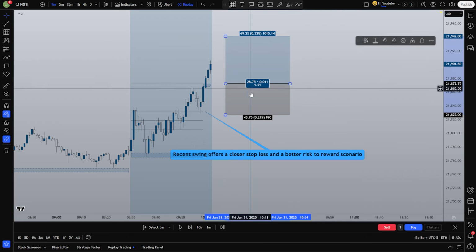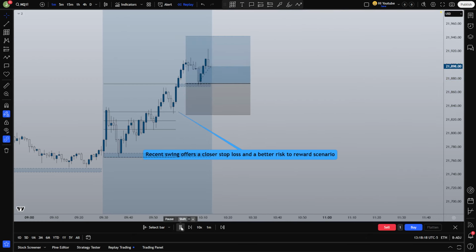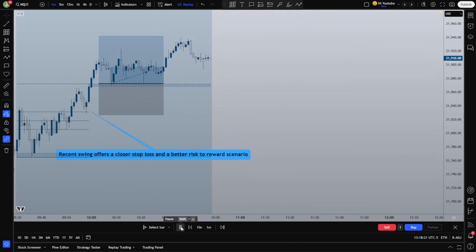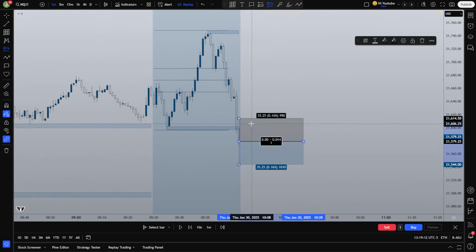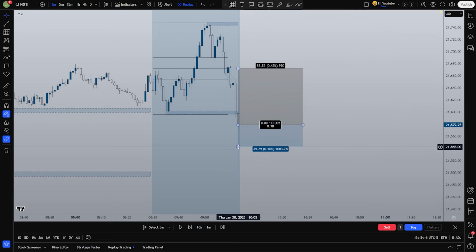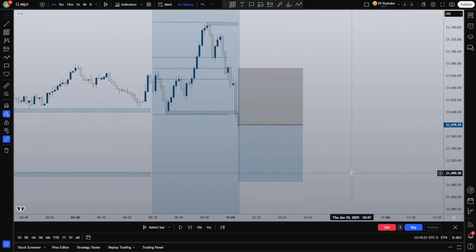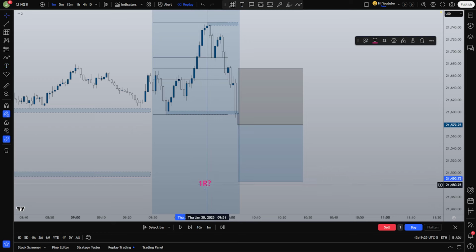Whichever method you choose, the key is to remain consistent. Backtest different approaches and refine the stop loss strategy to fit your personal risk tolerance and the market conditions. Now that we've got the entries and the stop losses out of the way, let's talk about taking profits. A structured take profit strategy is just as important as the entry or stop loss.